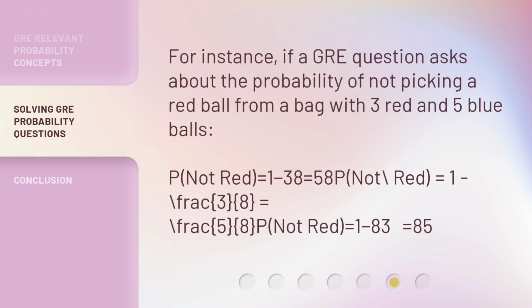For instance, if a GRE question asks about the probability of not picking a red ball from a bag with 3 red and 5 blue balls, P(not red) equals 1 minus 3/8, which equals 5/8.